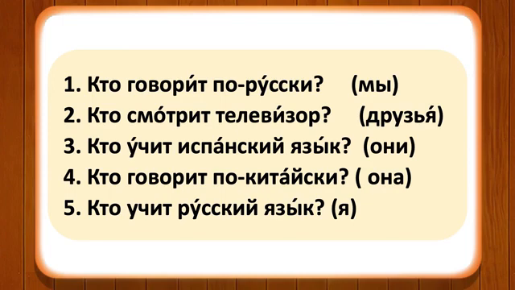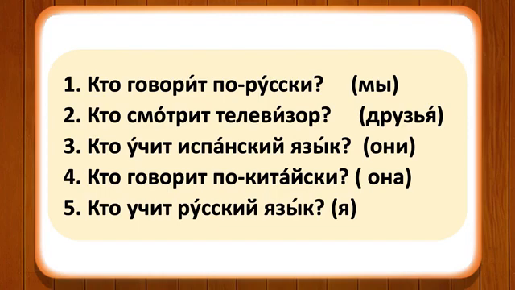Let us do this exercise. Answer the following questions. The question starts with кто, which means who. You have to use the words or the nouns or the pronouns which are given in the bracket to answer these questions. So the first question is кто говорит по-русски? The word in the bracket is a pronoun мы. The answer would be мы говорим по-русски. So in the answer you will change the form of the verb according to the subject, which is мы.